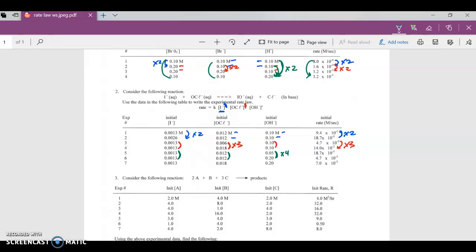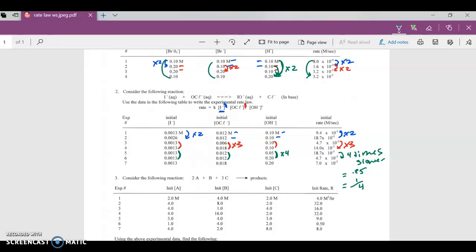If you want to bust out your calculator, what you'd want to do is take that 18.7 divided by 4.7, and you would see that it actually reduces by 4. So it's 4 times slower. What you'd see in your calculator is it would probably come out as 0.25 because it'd be 1 over 4. That's what you'd see in your calculator.